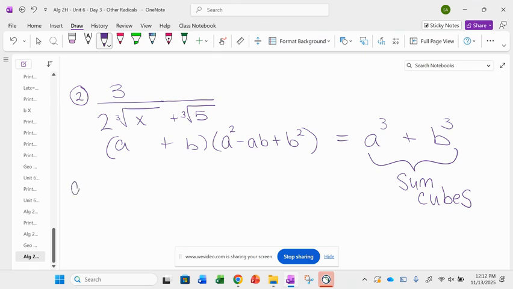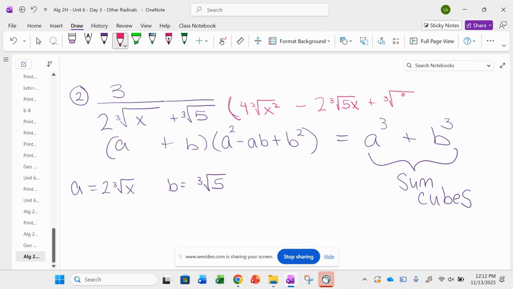Okay, so here the a is 2 cubed root of x, and the b is the cubed root of 5. So we're going to multiply this by a squared. So isn't that 4 cubed root of x squared, a squared? Anybody lost with how I got 4 cubed root of x squared? Okay, minus ab. So this is going to be minus 2 cubed root of 5x plus b squared, which will be the cubed root of 25. And we multiply this times the top and bottom.